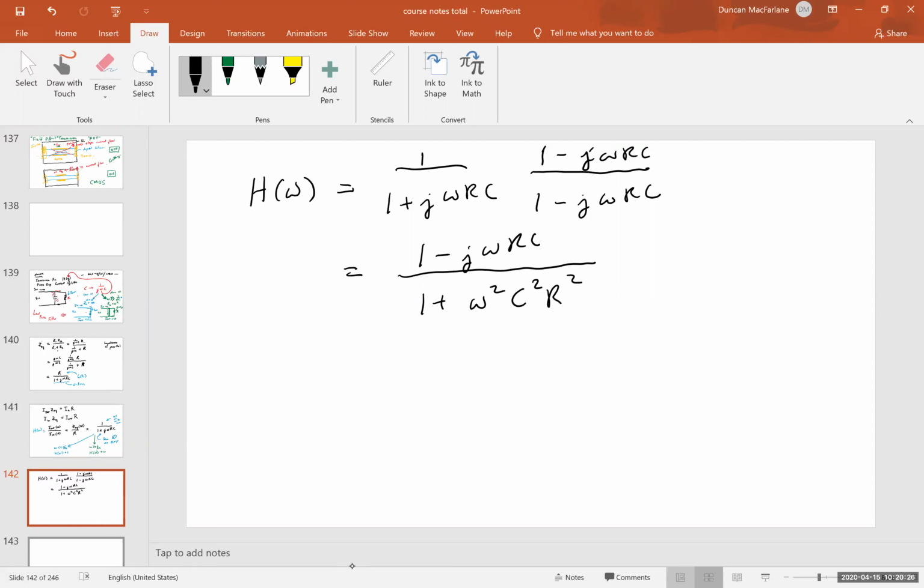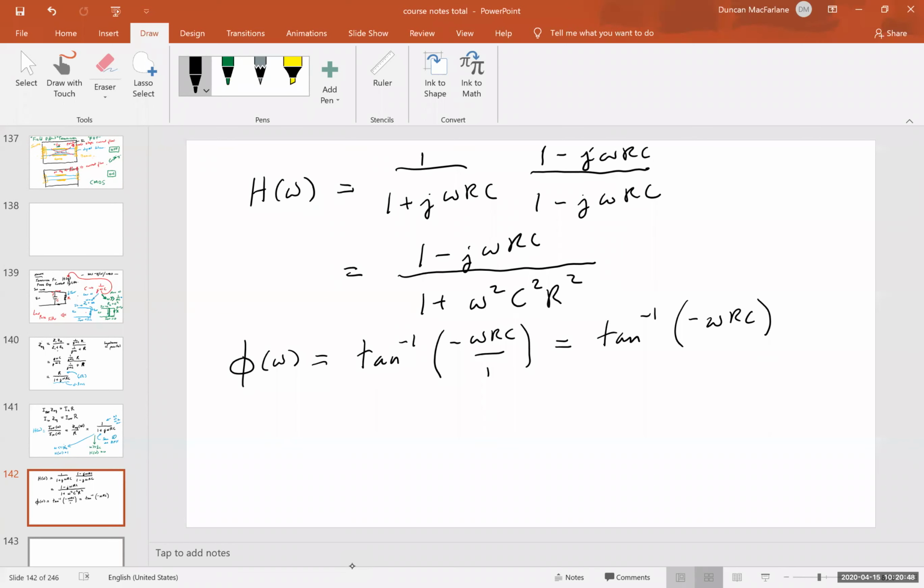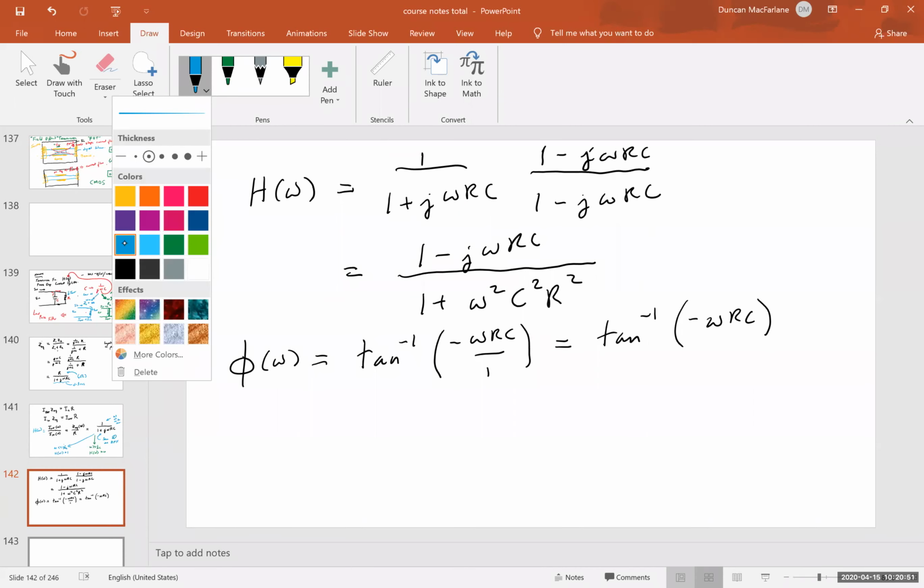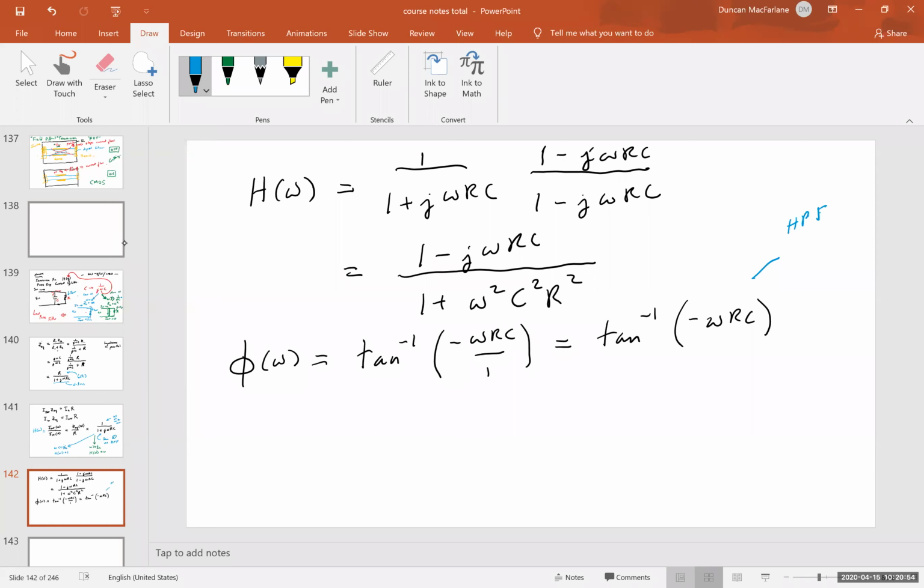The phase as a function of frequency, the phase response that each signal gets as it goes through this device, and I was trying to remember what we got for the other case, but I believe for the high pass filter, this was 1 over j omega RC. And so for the low pass filter, we have the flip of that.